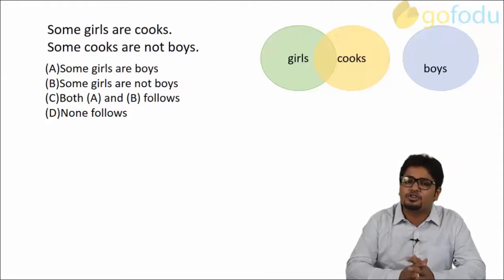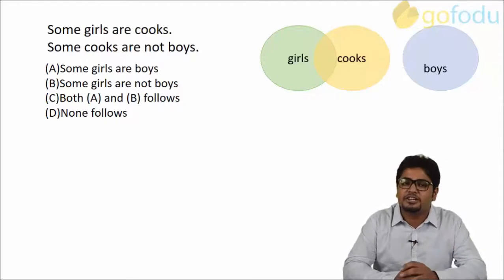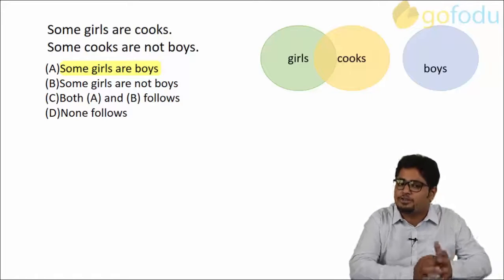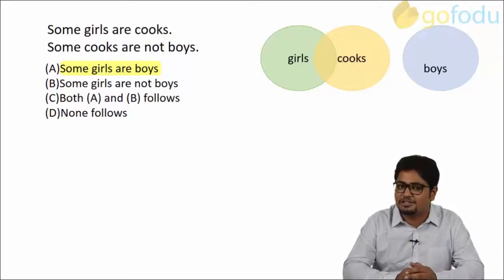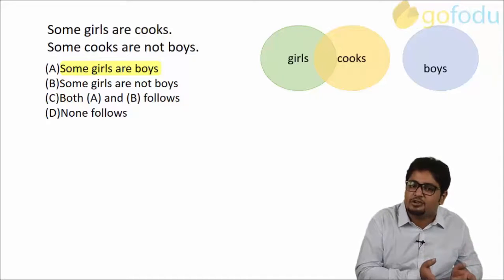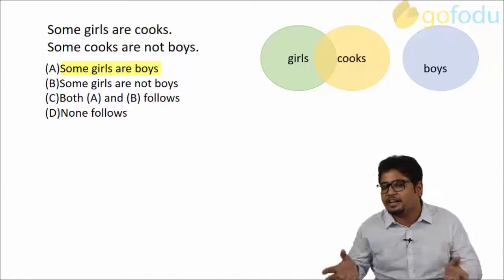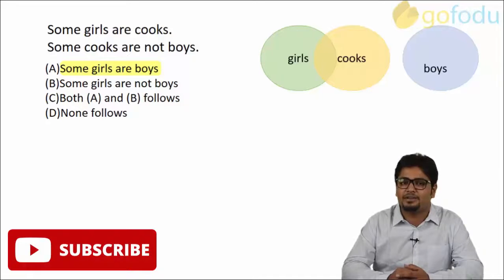Let's look at the conclusion given to us. First is some girls are boys. From the basic diagram, it is clearly false. And since it's a positive conclusion, we need not check for any other possible diagram. It has to be definitely false.